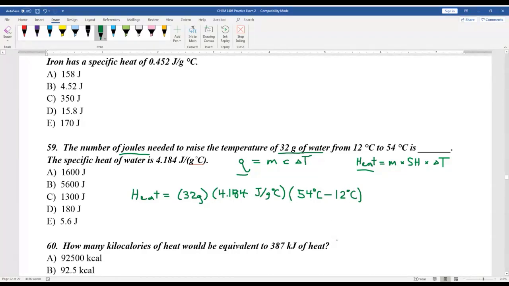So final minus initial. And you'll notice that if you look at the units here, the units of grams cancel out here, and the unit of degrees Celsius cancels out here. So I'm left with the joules, which is what I'm looking for. That's what I want. So it's 32 times 4.184 joules, because all the other units canceled out, times 54 minus 12, which is 42. And what does that give you?